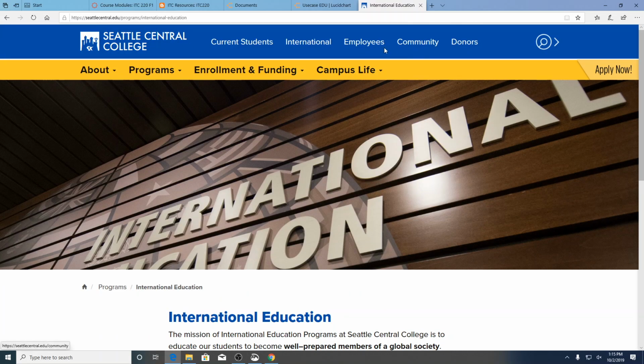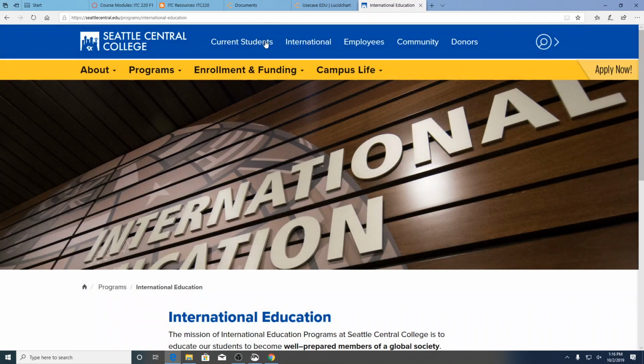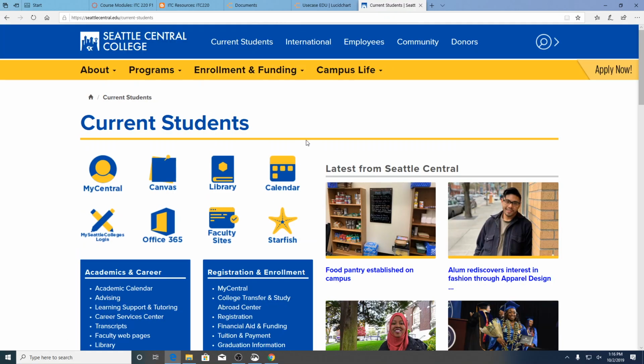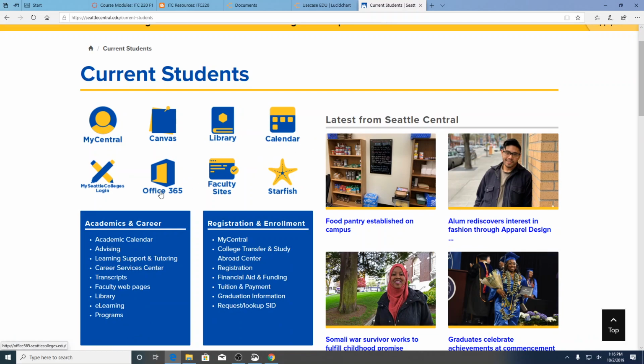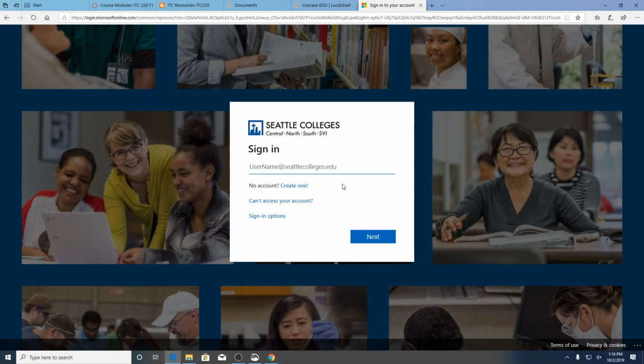Maybe under the library, contact, faculty. They've redone this site too. Current students. Office 365. Yeah, I think it'll tell you how to log into it. Username at Seattle. Create an account. Can't access your account. Sign in. Well, so that actually gives you the diagram of what your email address is.